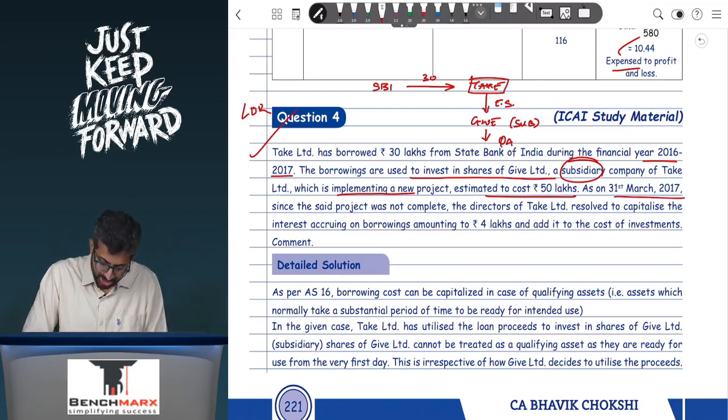As on 31st March 17, since the project was not complete, the directors of Take resolved to capitalize the interest accruing on the borrowings of 4 lakhs and add it to the cost of investment. That is not correct. Why?